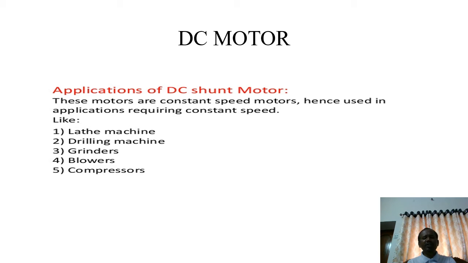Applications of DC shunt motor. These motors are constant speed motors, hence used in applications requiring constant speed, like one, lathe machines, drilling machines, grinders, blowers, compressors. These are the most important applications of DC motor.